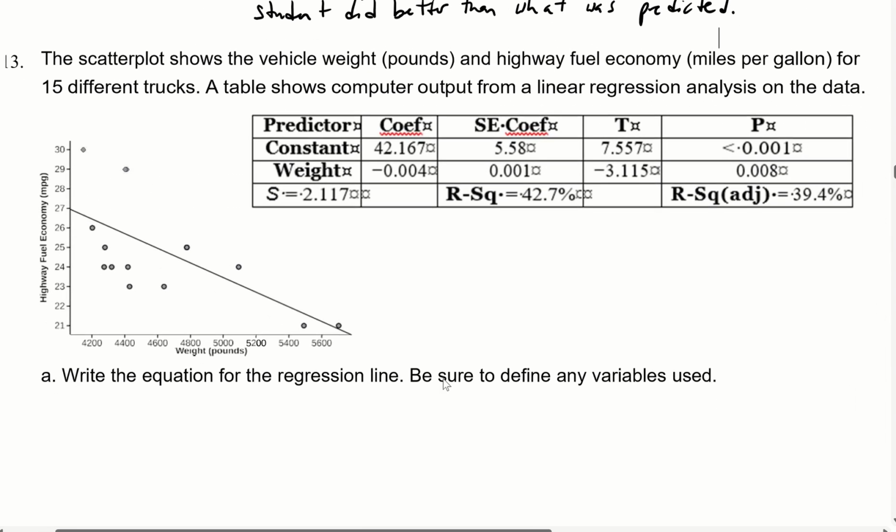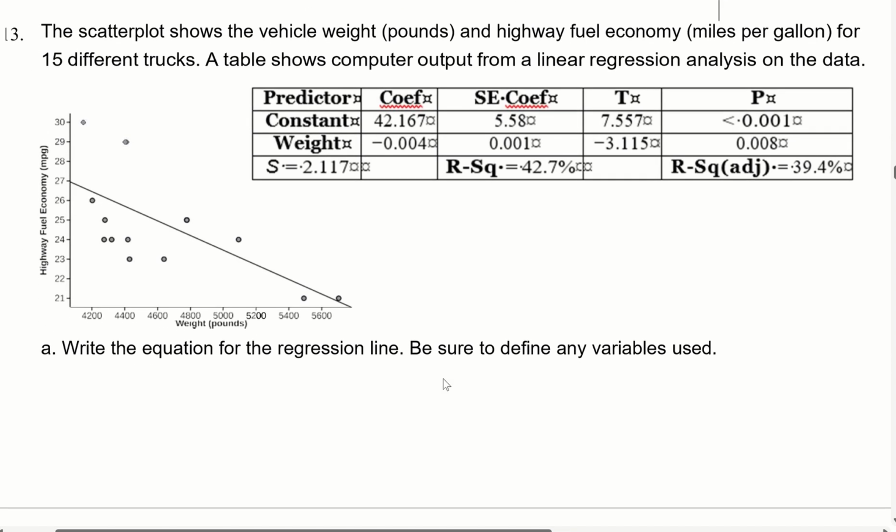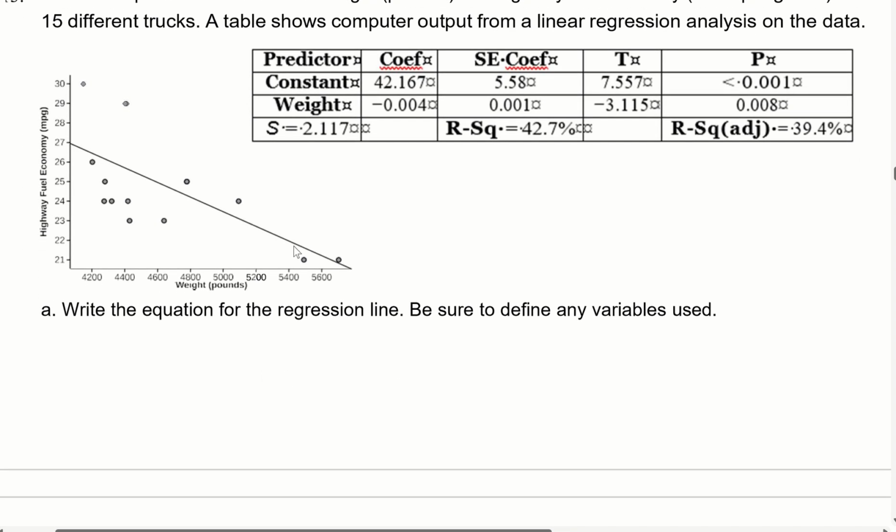So number 13, the scatter plot shows the vehicle weight in pounds and the highway fuel economy in miles per gallon for 15 different trucks. And they give you computer output. So using the computer output, remember this is a constant, so this is your a, this is your b, right? Okay, so write the equation of the regression line. Be sure to define any variables. We want to make sure to define stuff.